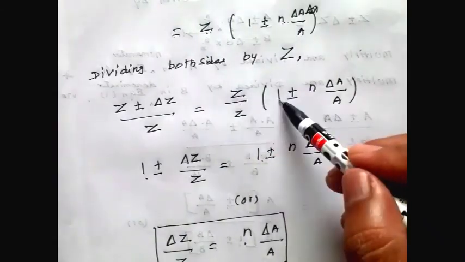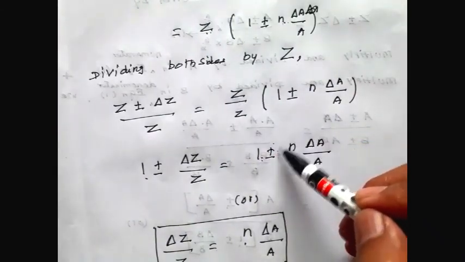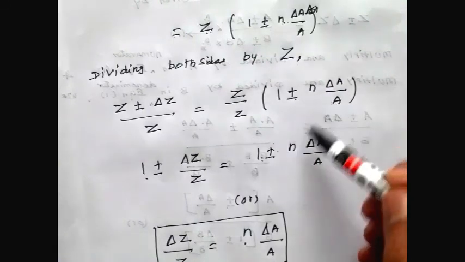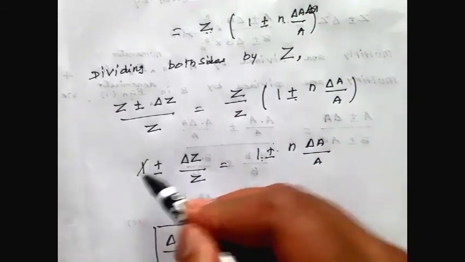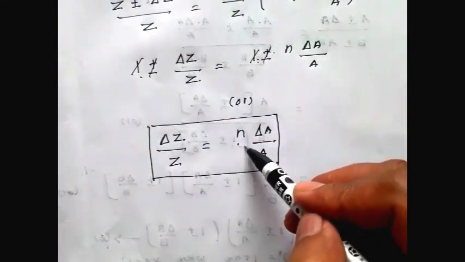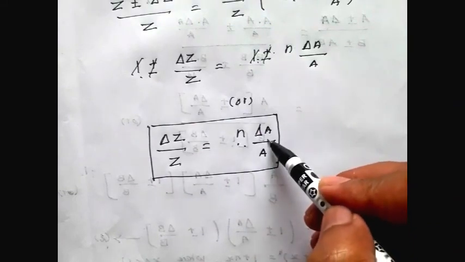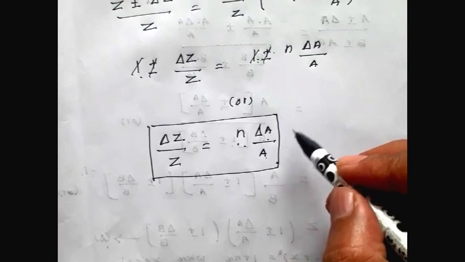1 into something, that is 1 plus or minus n into del A by A. Now on this side we can cancel the 1, and likewise cancel the plus or minus. Then we get del Z by Z is equal to n into del A by A. This is the formula for error in power of a quantity.